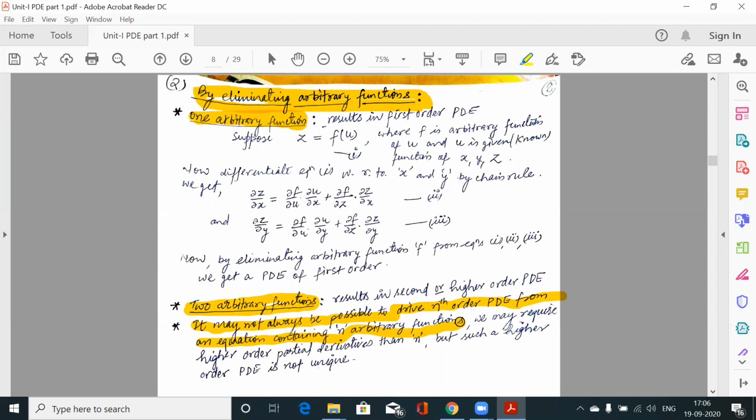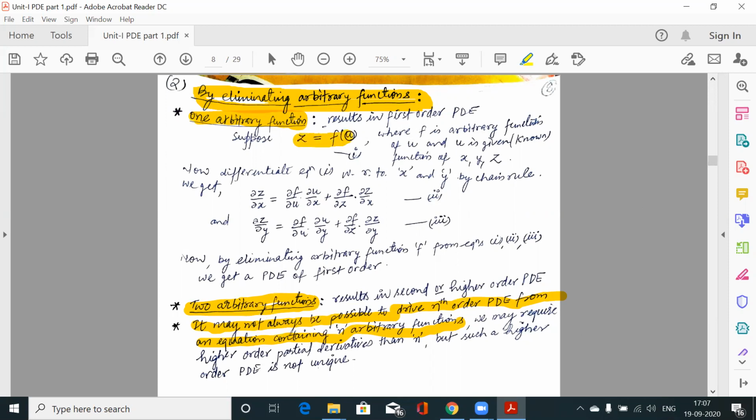So the concept is simply this: whatever the number of arbitrary functions we are given, we have to eliminate all the arbitrary functions. So we may get a first order or higher order PDE. On the rough part, we can say that one arbitrary function means we will get a PDE which is of first order, and for the rest we may get a PDE of any order. So the concept is again simple.